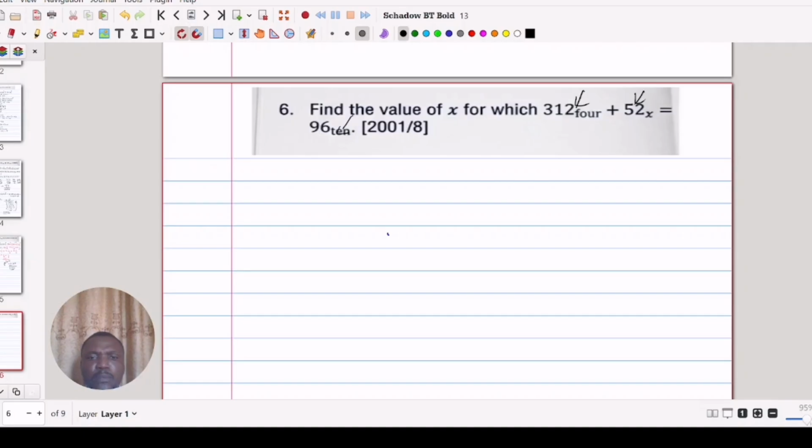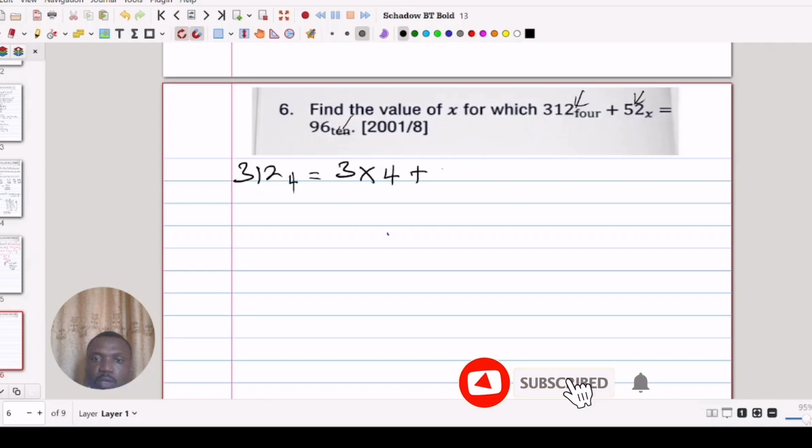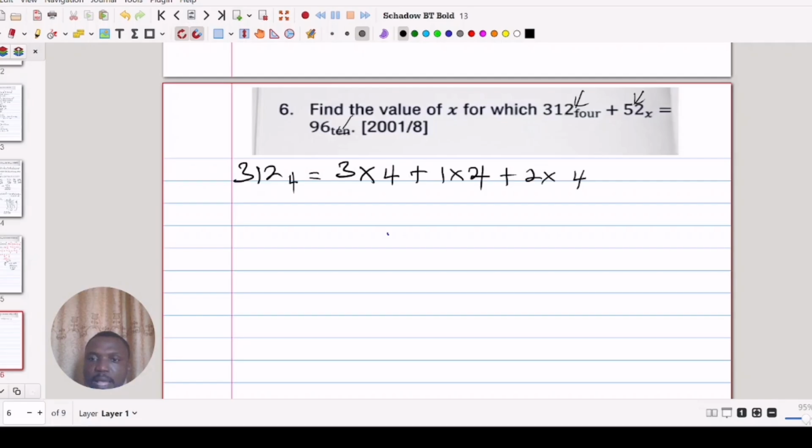So what I'm going to do is write 312 base 4. I'm going to use each of the numbers to multiply the value. I say 3 times 4 plus 1 times 4 plus 2 times 4. After that, go to the back and start the power level, start with 0, 1, 2. So what is 4 raised to power 2? That would be 16. 1 times 4 raised to power 1, 4. Plus 2 times, anything raised to power 0 is 1. So 4 raised to power 0 is 1.